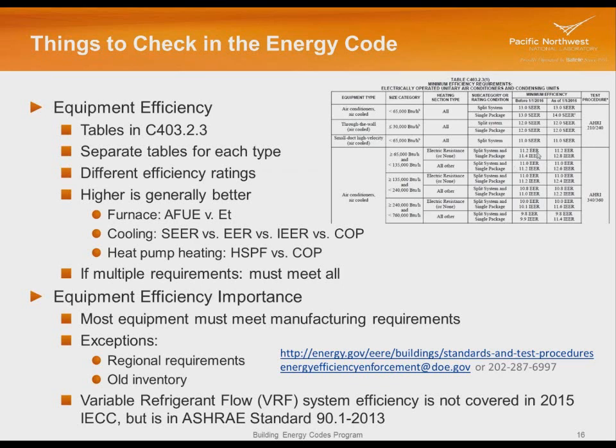And when we have multiple requirements, like for instance in this medium size packaged air conditioner, or it could be a split air conditioner for that matter, we have to meet both the EER and the IEER. And again, with all these requirements, a higher number is better. So if the number on the nameplate or on the documentation for the unit that's installed is bigger than the number shown on the table, you're good with the code.